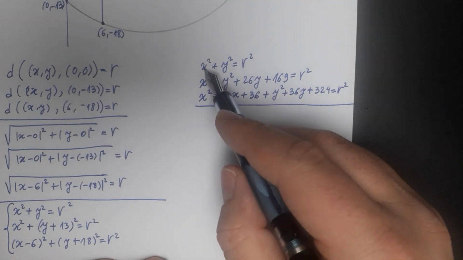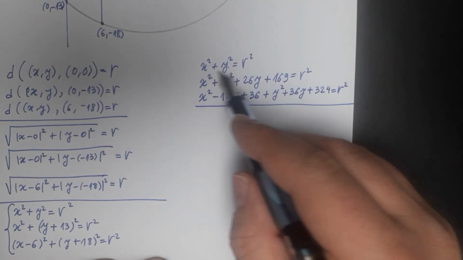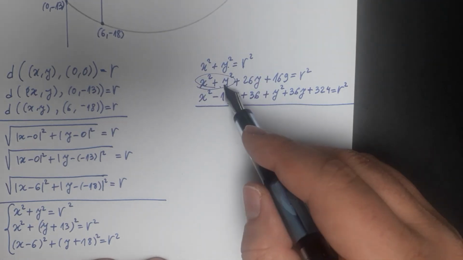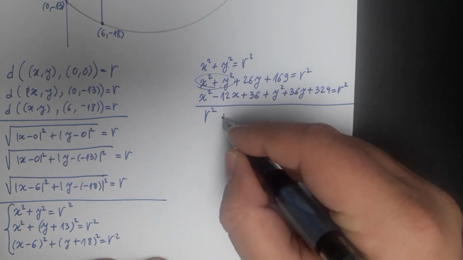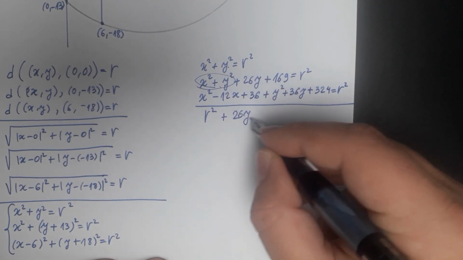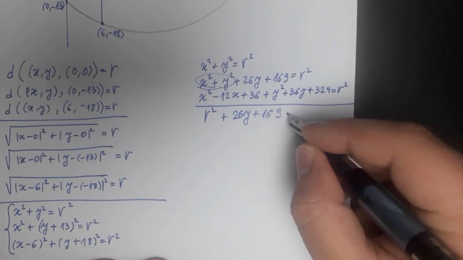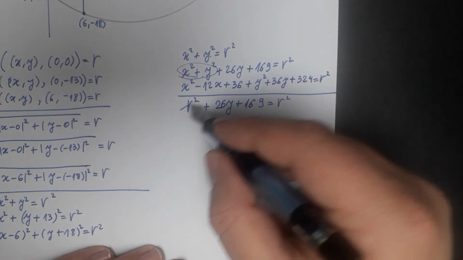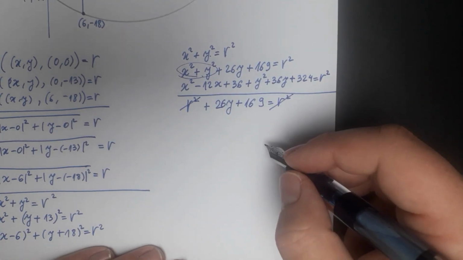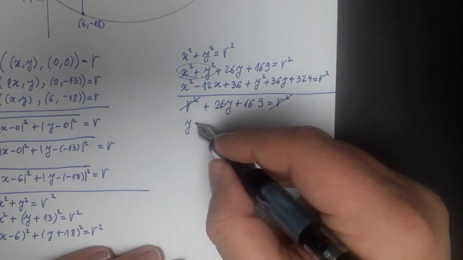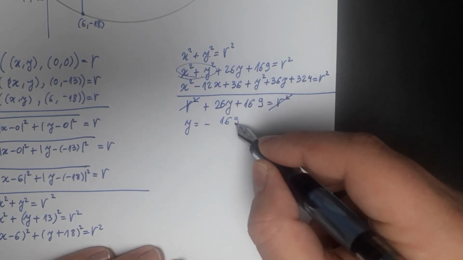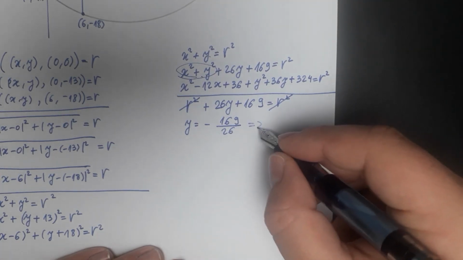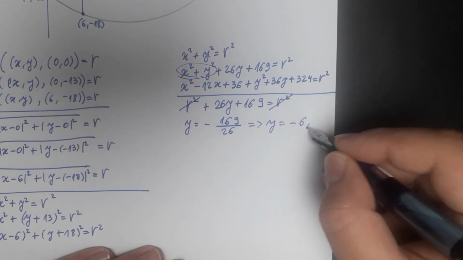We have x squared plus y squared from the first equation here in the second equation, so we can plug in the value for r squared there. And we have 26y plus 169 to be equal to r squared. The r squared and r squared are going to cancel out, and we get that y is equal to negative 169 over 26, and that means that y is equal to negative 6.5.